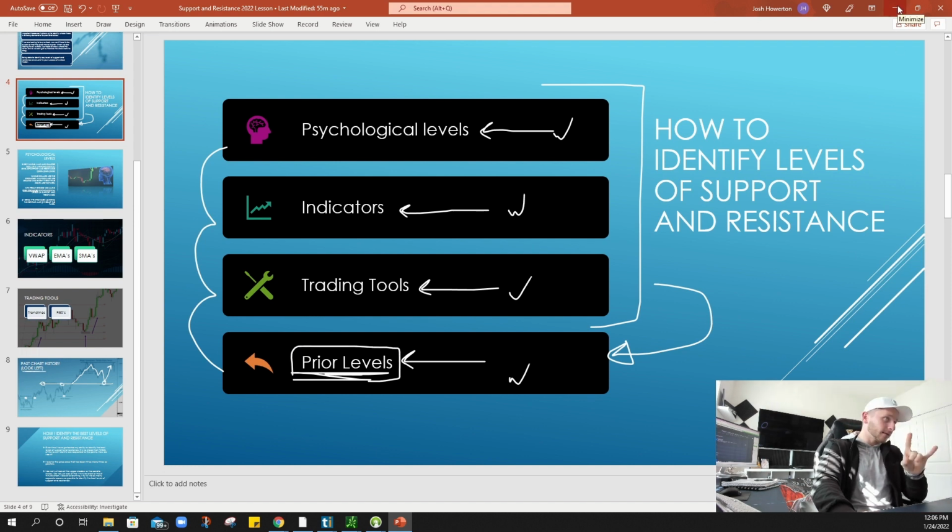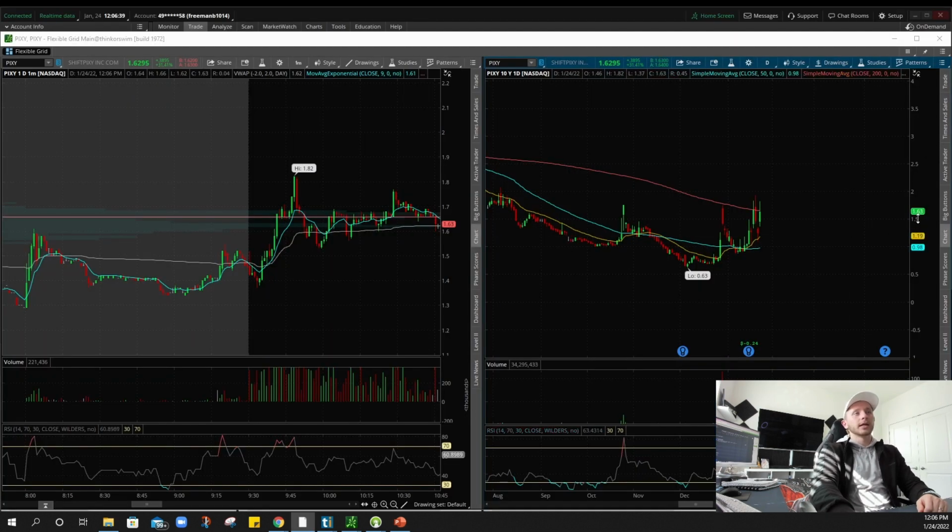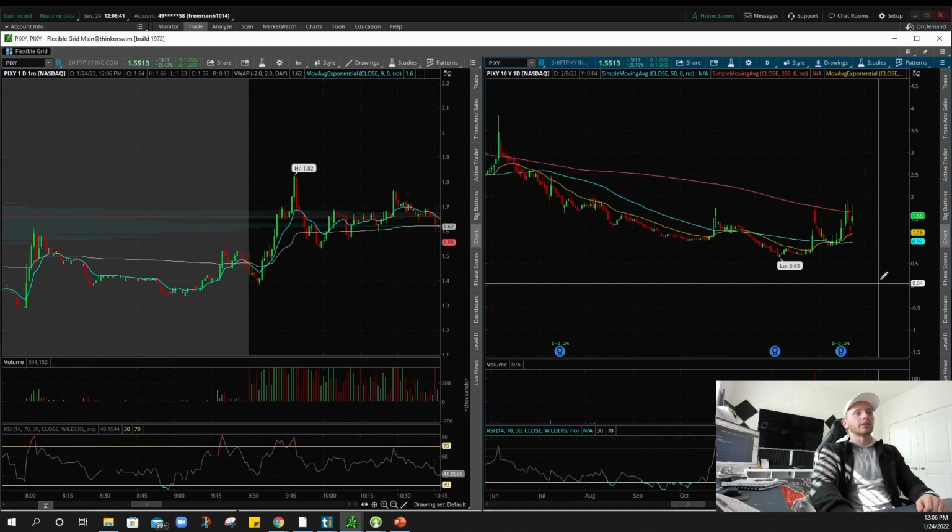Because I think, from my experience, prior levels trump these other ones. Prior levels are the strongest always, but when you can get them to match up in conjunction with these other 3 that we talked about, you're going to start mastering your levels of support and your levels of resistance.